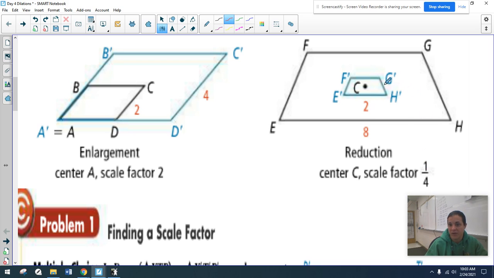So that is a smaller picture. It makes it a reduction. Also, the scale factor is between 0 and 1. Okay?